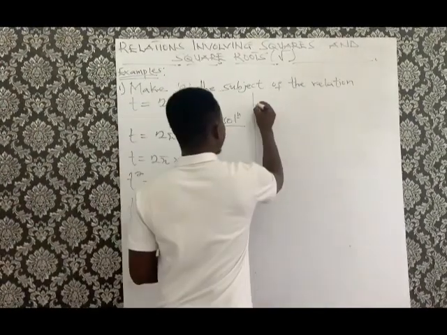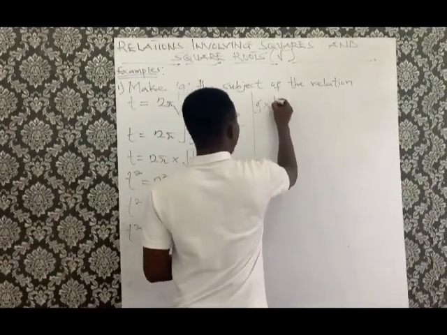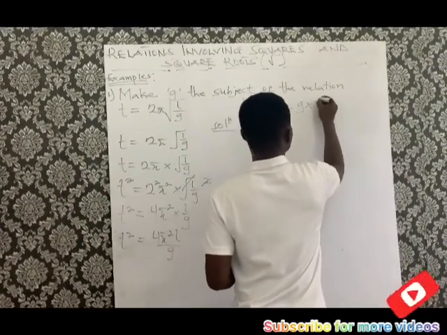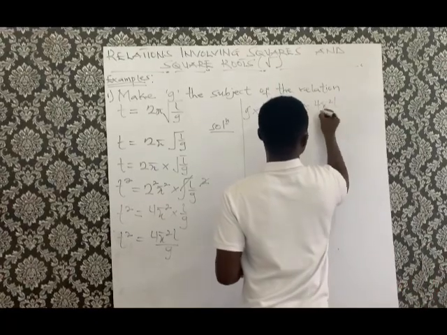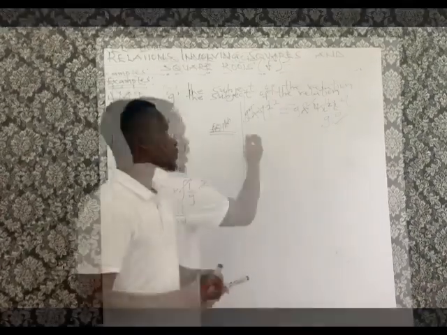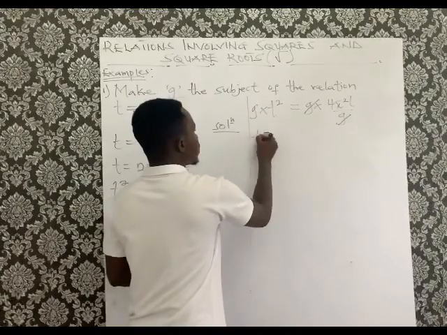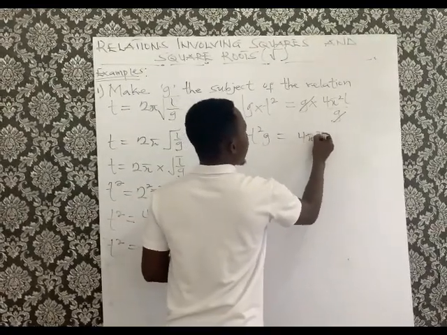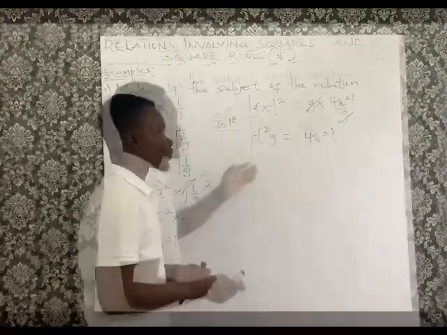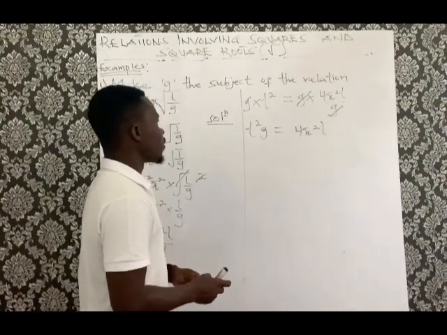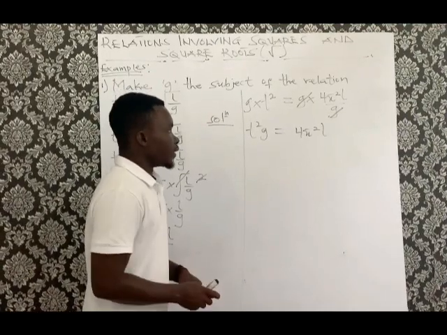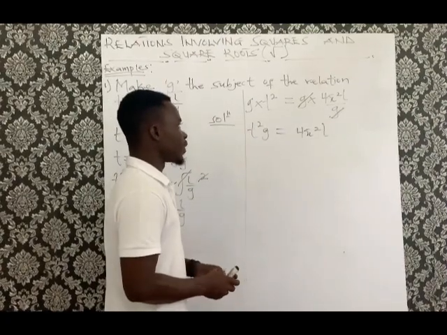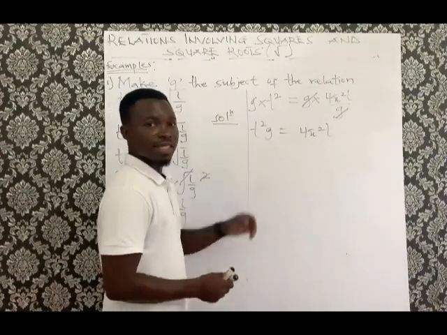Which will be G times T squared equal to G times 4π squared L over G. Now G times T squared gives us T squared G equal to 4π squared L. So we have to make G the subject of the relation. Now there's G here, but there's no G here. So to make G the subject of the relation, we divide both sides by T squared.